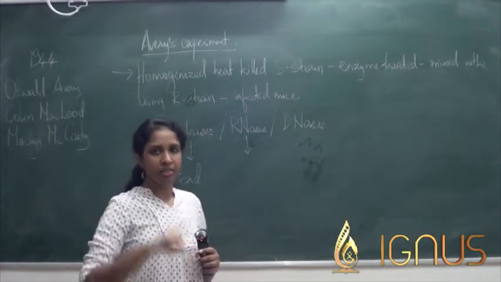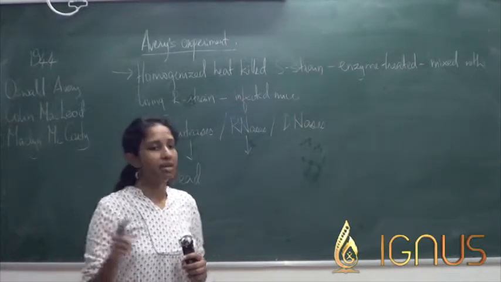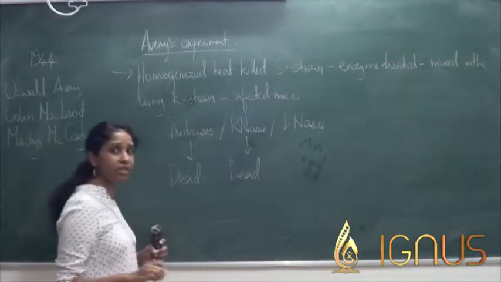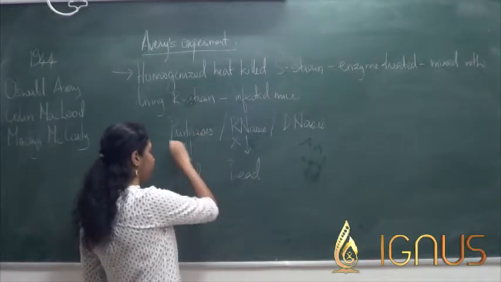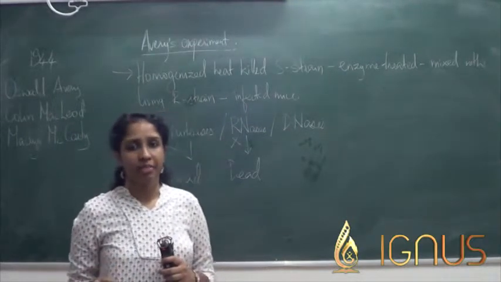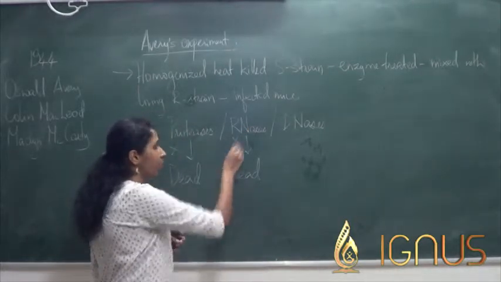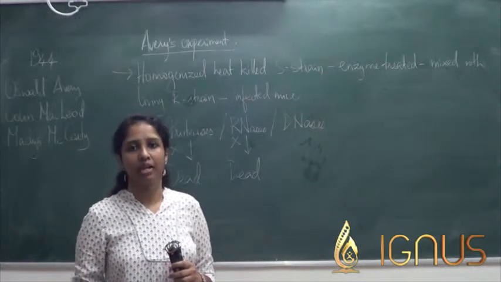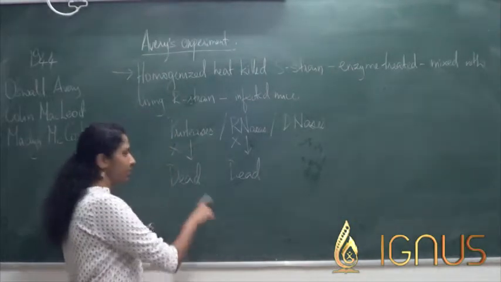Now this mixture, again mixed with living R cells and infected into mice, and the mice were dead again. So this proves that RNA is not the transforming principle. So not the protein, not the RNA, because even if RNA is not present in the homogenate, the R cell is going to get converted into the S cell, causing the disease in the mice and killing them. So it is neither RNA nor protein.